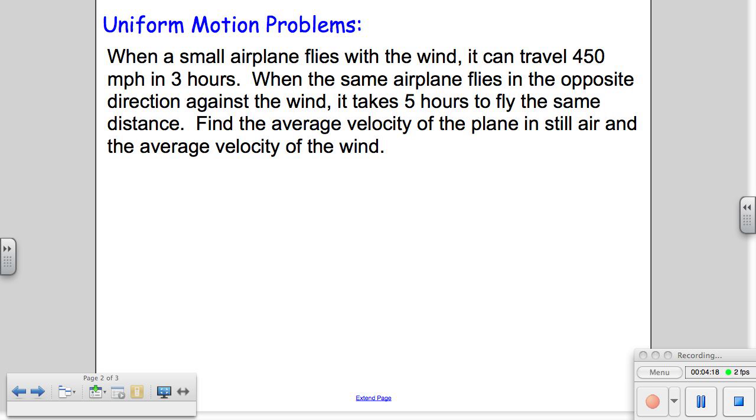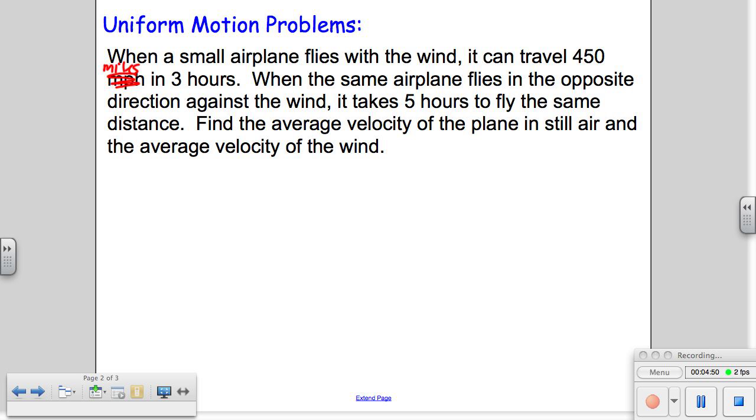The next example we're going to look at is a motion problem. So let's read the question. When a small airplane flies with the wind, it can travel 450, and this should say miles, not miles per hour, in 3 hours. When the same airplane flies in the opposite direction against the wind, it takes 5 hours to fly the same distance. Find the average velocity of the plane in still air and the average velocity of the plane with the wind.